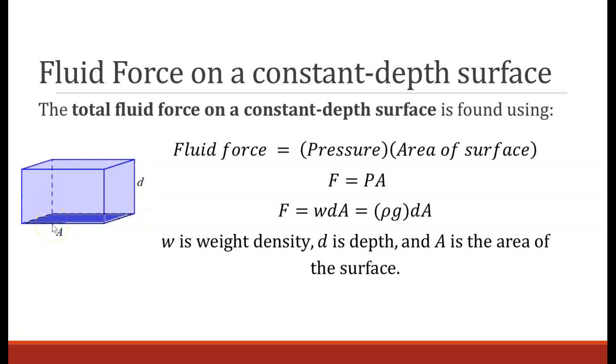So to measure the fluid force on the bottom of the pool, we would multiply pressure times area, P times A. Well, pressure, we just said, was the weight density times the depth. So weight density times depth times area, or in metric, mass density times gravity times depth times area.